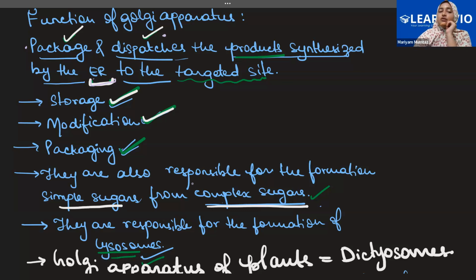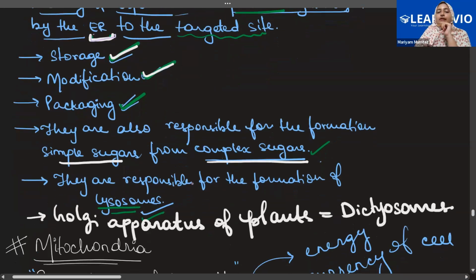Then after that, it also performs the function of storage. It performs the function of modification, meaning the protein that came from the rough endoplasmic reticulum, it can modify that protein and enhance its property. It can store that protein and it also does the process of packaging. This much is clear?